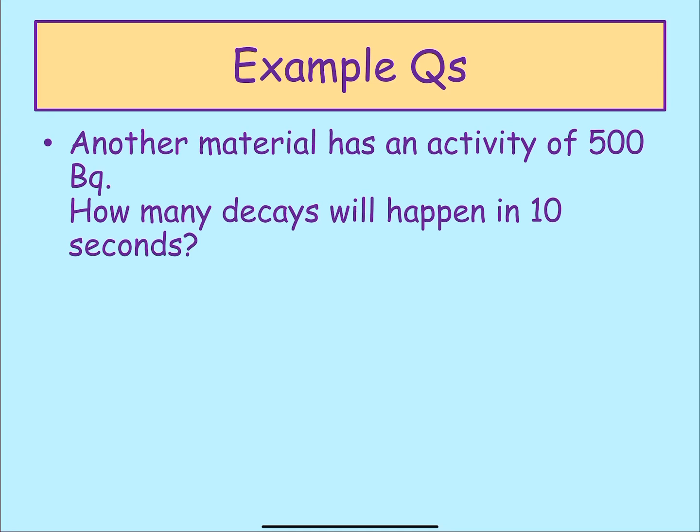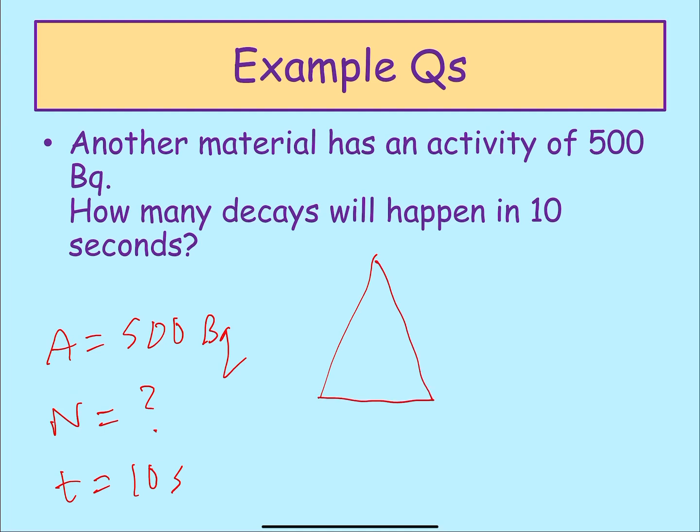Another question. A material has an activity of 500 becquerel, so it already has your activity. How many decays will happen in 10 seconds? So for those of you that like these, we'll try to calculate N. So N equals A times T.